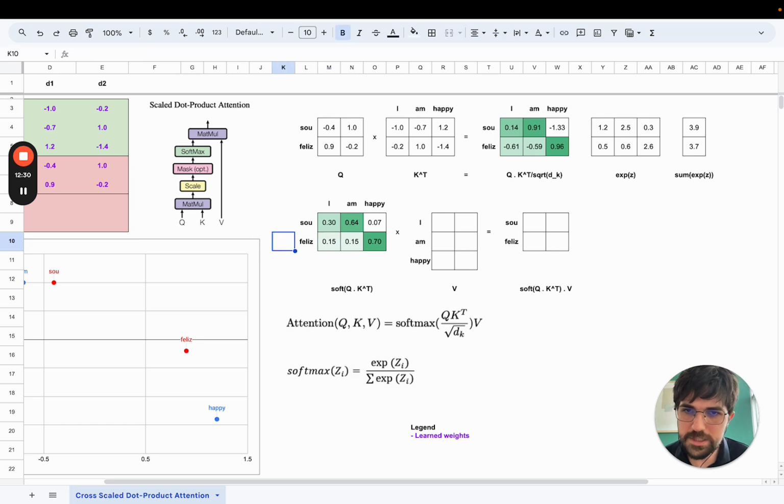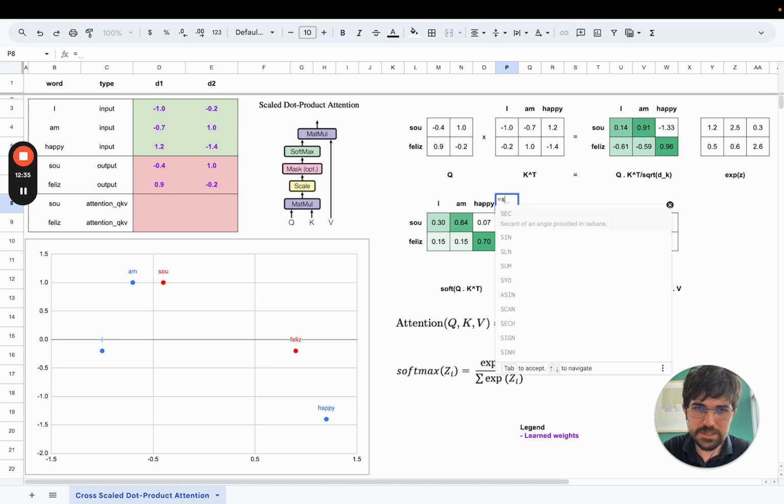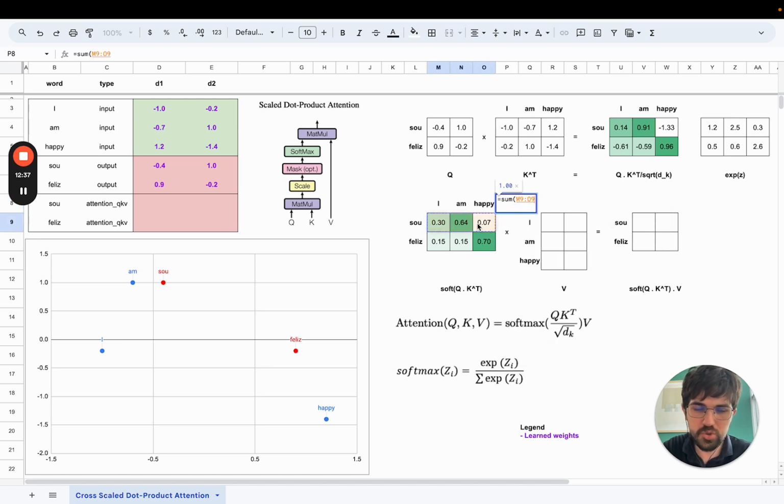And what do we have here? If you notice, all of those numbers will add to 1. So it's like a percentage contribution of each one of those word embeddings that you want to be propagated in this attention transformation.